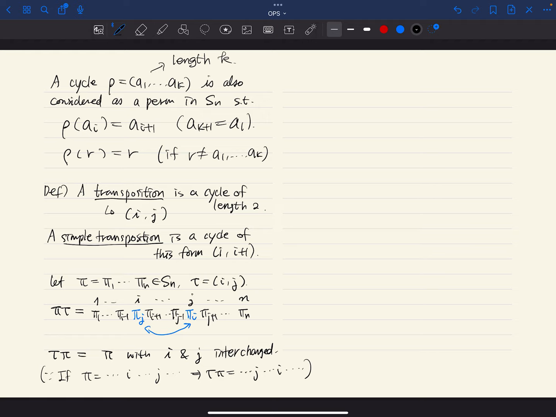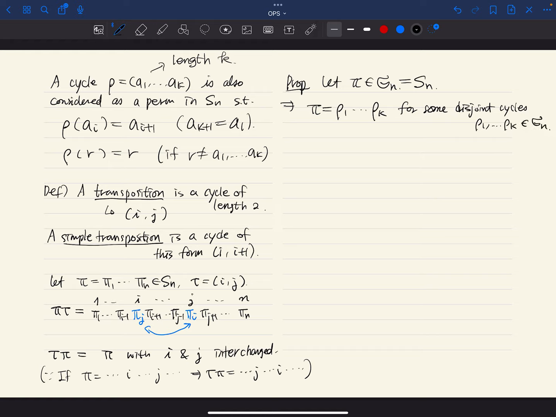Okay. All right. And a nice theorem or proposition is that every permutation can be written as a product of disjoint cycles. So let pi be an element of Sn. I will sometimes write this as Sn, they mean the same. Then we can write pi as a product of some disjoint cycles, rho 1 ... rho k, of course in Sn. We can always write a permutation as a product of disjoint cycles. But it's not unique. There could be many different ways of doing this.